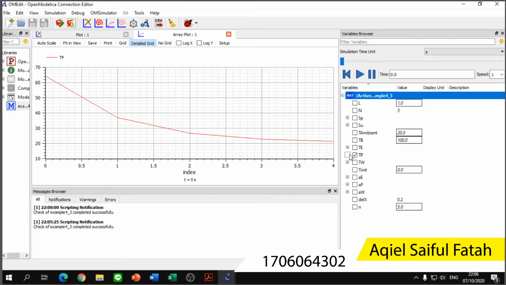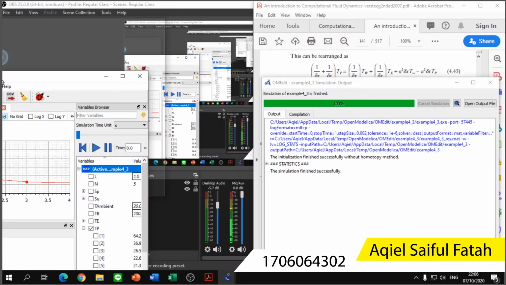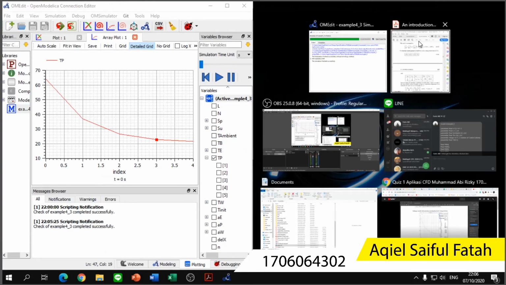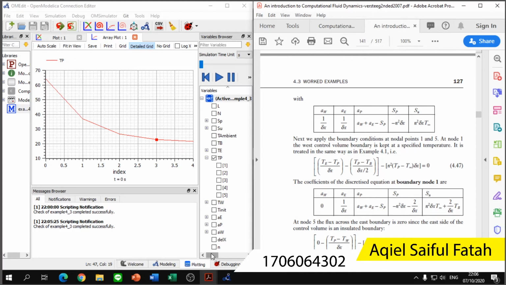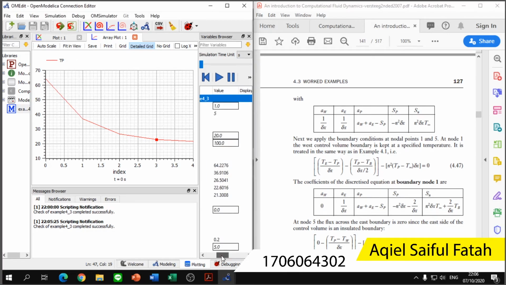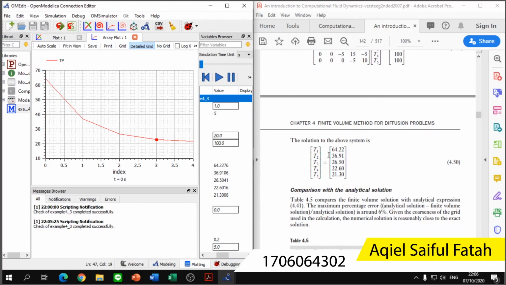And to verify if the results given are identical to the book, we can do that by going in here, right here. So T1 is 64.22, T2 is 36.91, T3 is 26.5, T4 is 22.60, T5 is 21.30, which is identical to the book over here.